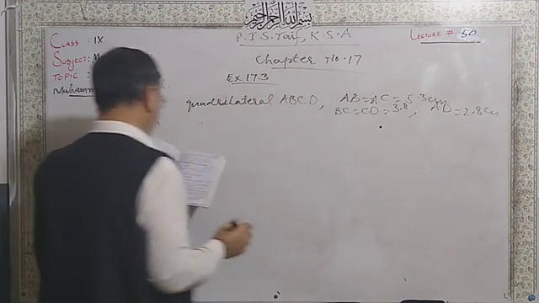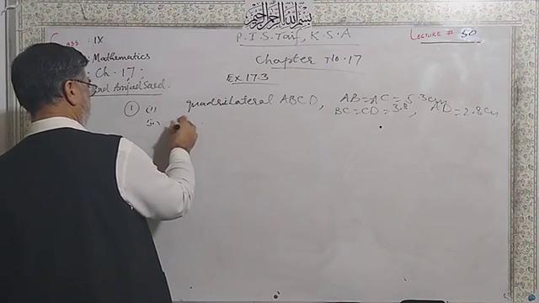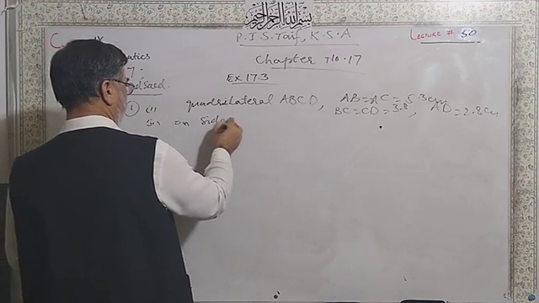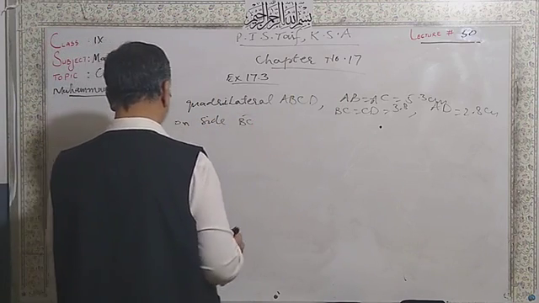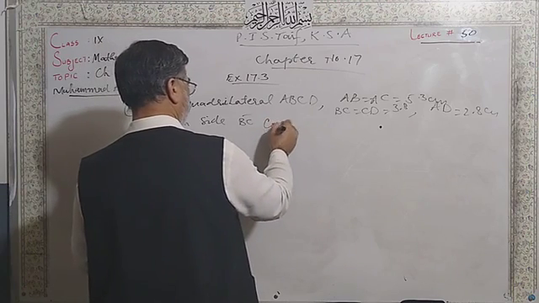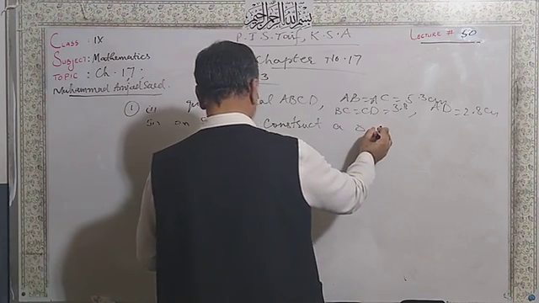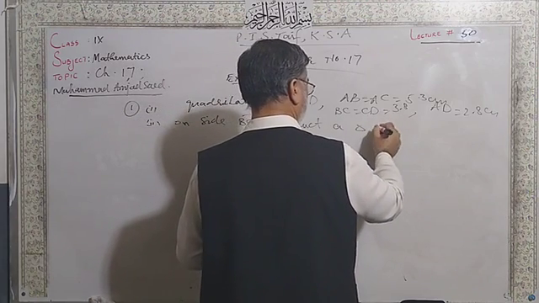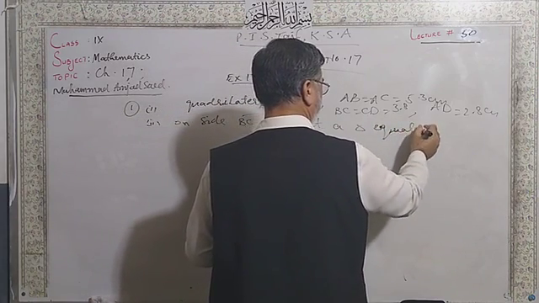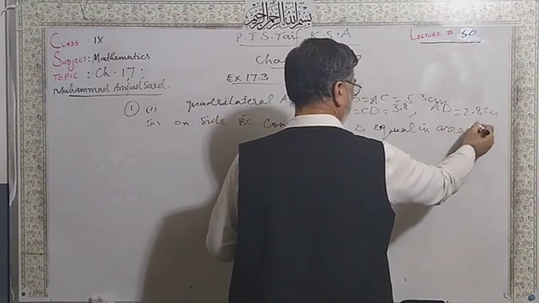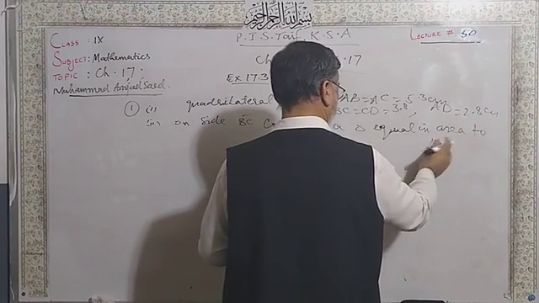Part number 2 is on side BC. Construct a triangle equal in area to the quadrilateral.